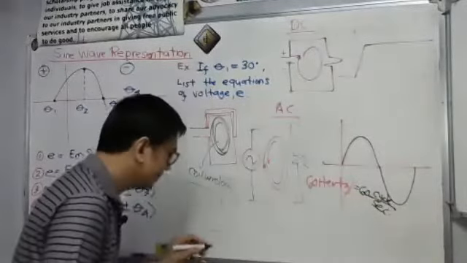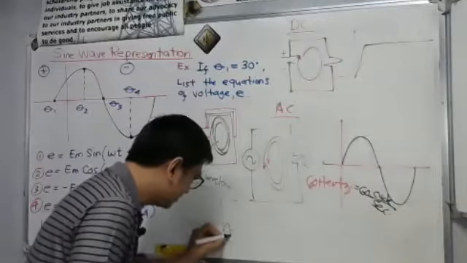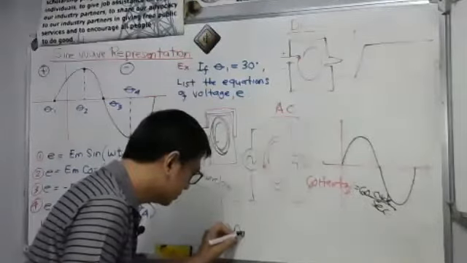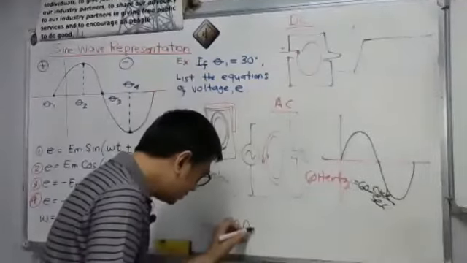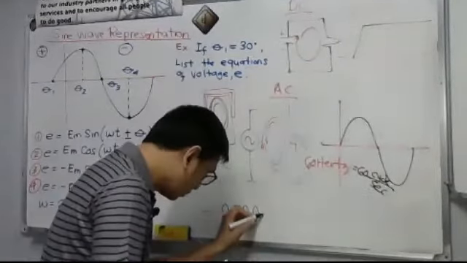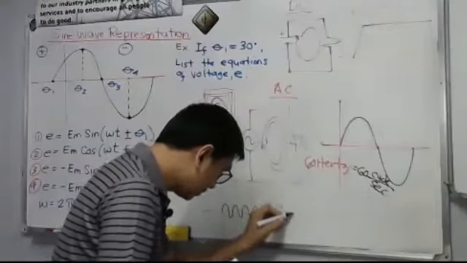Okay? So, meaning, if we mean 60 cycles, we have 1, 2, 3, 4, until we have 60.